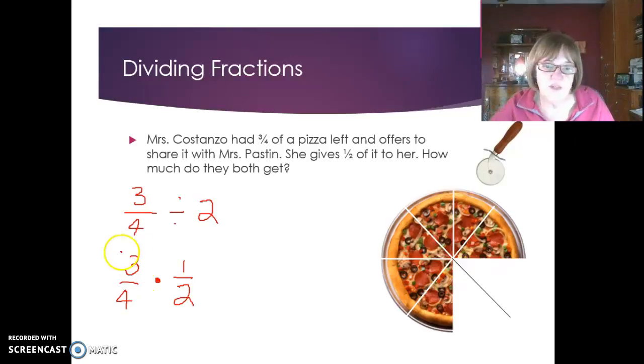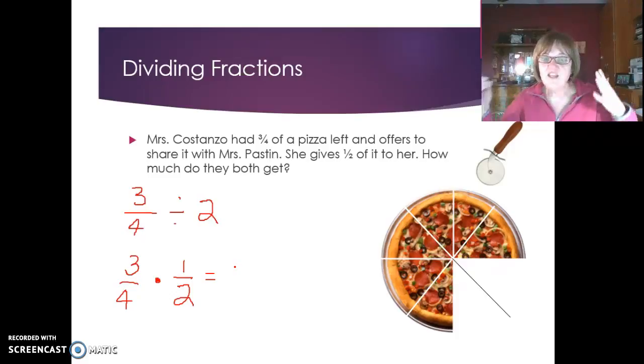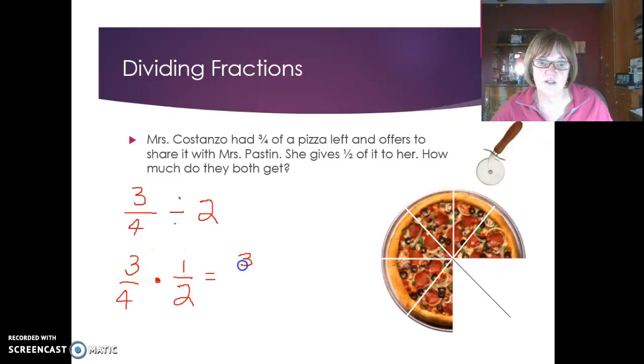Now we can multiply, and I can prove to you what we just showed in the little picture there. All right, they're getting 3/8 of the original pizza, each of them. Now we're going to multiply 3 across, and the 4 and the 2.